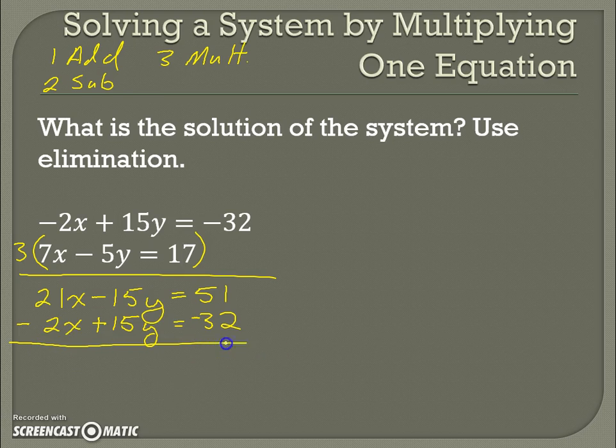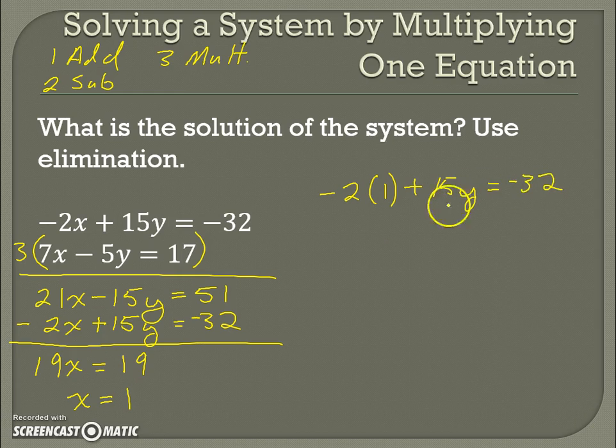Now you'll notice these are the same two equations. This one is this equation. It's just I multiplied everything by 3, and then this I just copied down. Now you'll notice if I add straight down, it eliminates this y variable. So we'll go ahead and do that. I have 19x equals, and then 51 minus 32 is 19. So x equals 1. And then I need to solve for the y, so I'm going to substitute that back in. I have -2 times 1 plus 15y equals -32. -2 plus 15y.